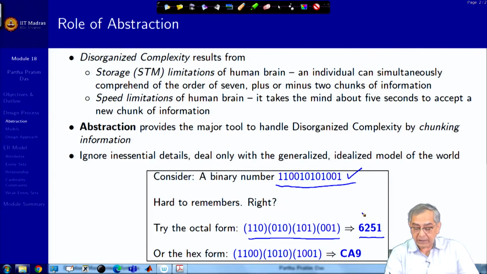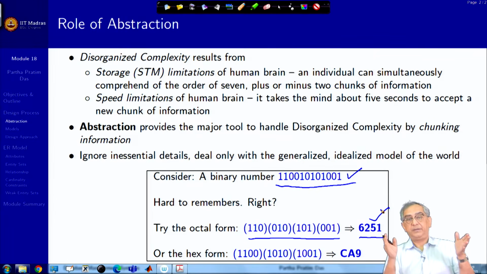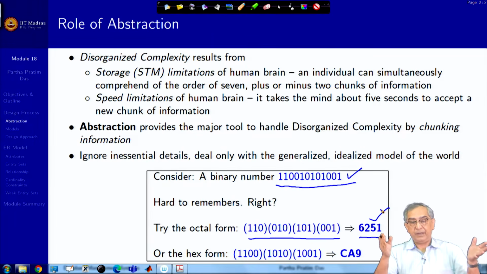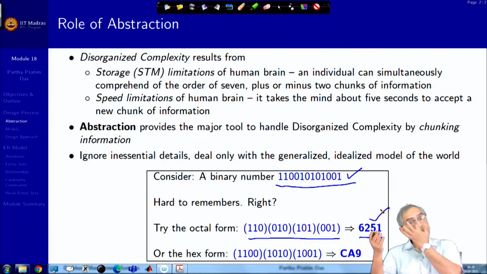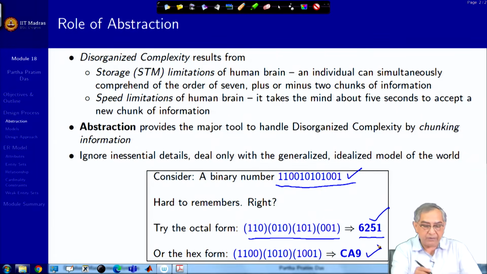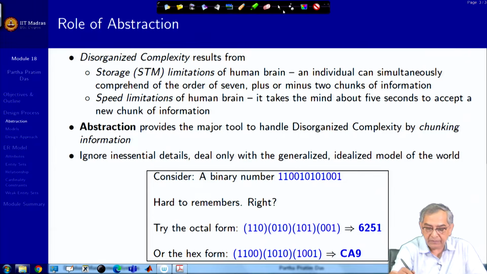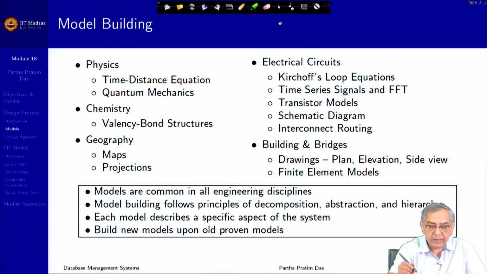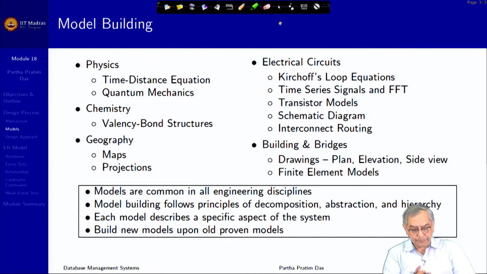So, this and this both have the same information, but the abstraction is different. By 6251 you can remember it very easily, and you can reconstruct the detailed information also. In this case, you do not need to ignore anything. Similarly, if you group these as 4 bits, it is CA9 in hexadecimal form. So, you can just look at it and remember. That is the value of abstraction, and you will always have to keep in mind what is the appropriate level at which we abstract.